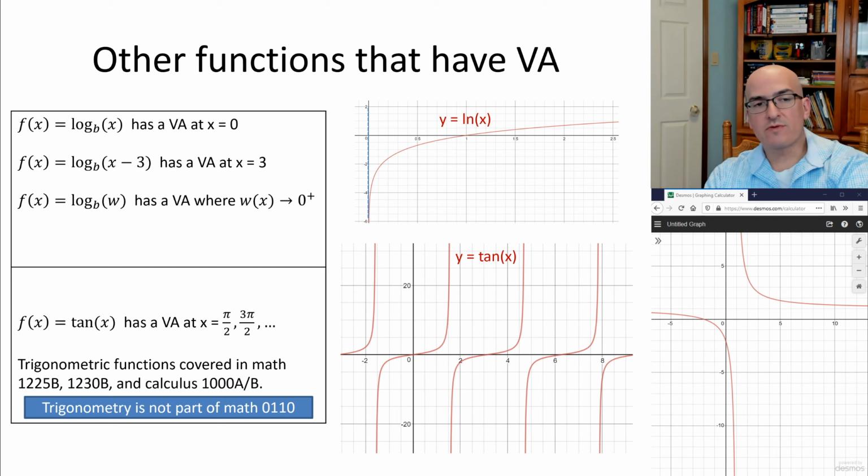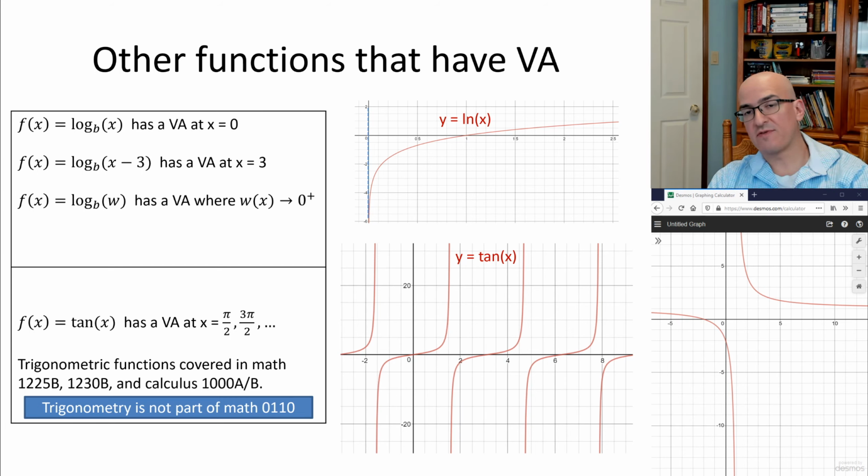In truth, whenever the argument of the log function goes to 0 plus, then the log function will have a vertical asymptote. If it's negative on both sides, so if the argument is going to 0 but from the left, then that does not mean that there's a vertical asymptote there. It means that you're at an x-coordinate that's not in the domain. So that's one other type, log functions.